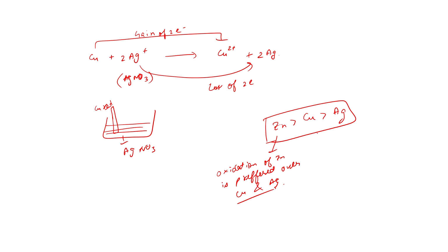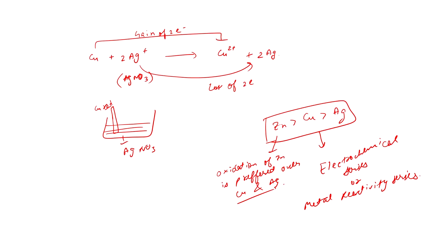This is nothing but what we call in chemistry the electrochemical series, or metal activity series, or metal reactivity series. What this electrochemical series tells us is which element is more prone to oxidation, and which is more prone to reduction.